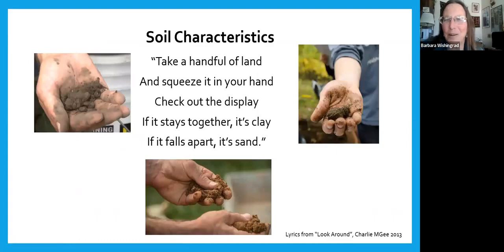So this is lyrics to a song, and I wish I had a better voice because I would sing it. I really like this little ditty here. And this is a permaculture singer-songwriter, Charlie McGee.